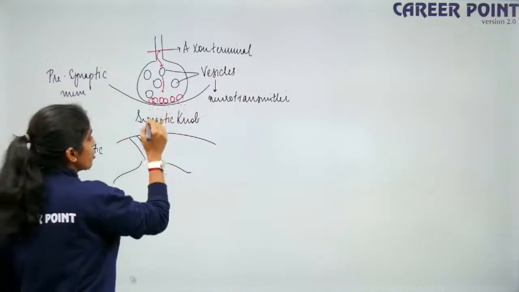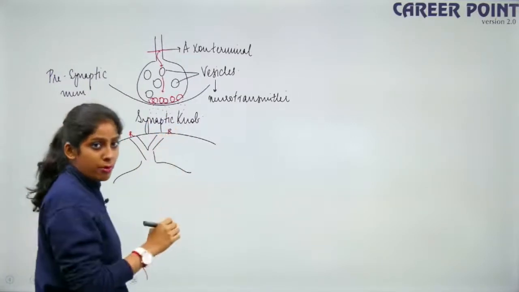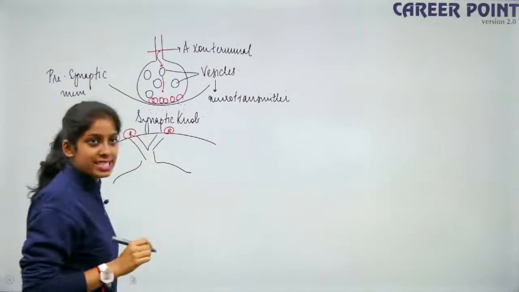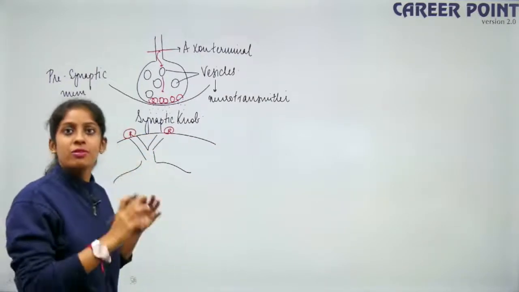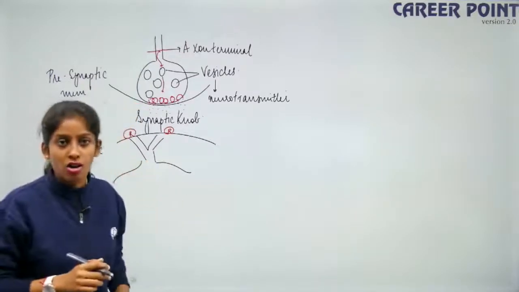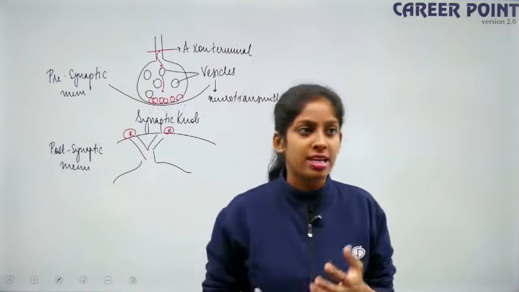So these neurotransmitters have receptors present on the postsynaptic membrane. These neurotransmitters will come and bind to these receptors, and thus the stimulus or the impulse or the signal is passed on to the next neuron. So this is how transmission happens with the help of a chemical synapse.